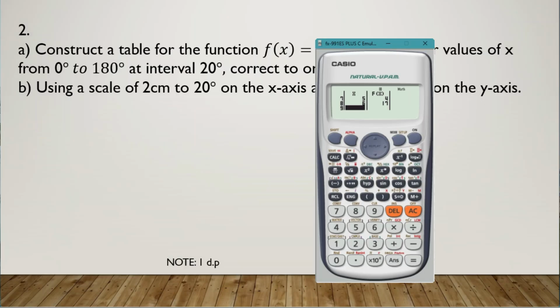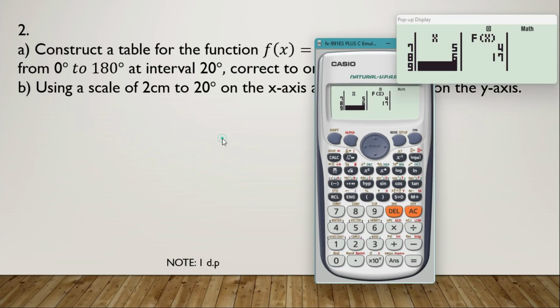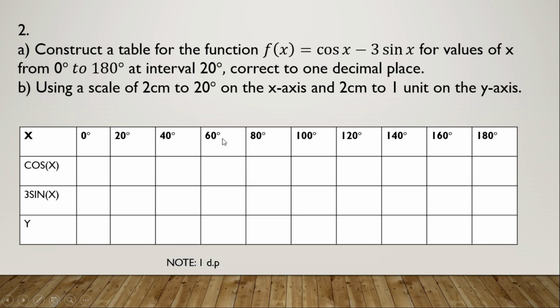But first you need to get your table ready. So I can have x, and the x value ranges from 0 degree to 180 degree, and then you have your cos x, which is this part. You have your 3 sine x, which is this part.